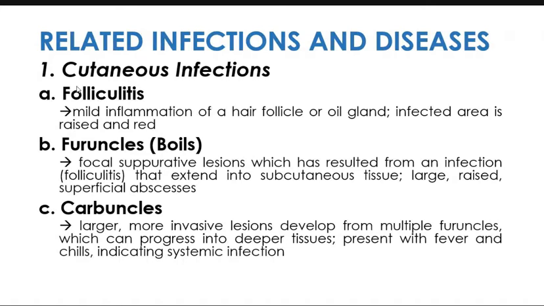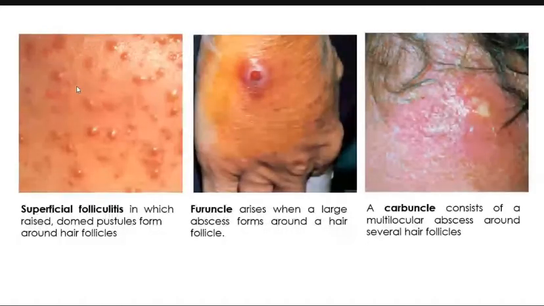Okay, now you have also your carbuncles. What are your carbuncles? These are larger, more invasive lesions that develop from multiple furuncles which can progress into deeper tissues, present with fever and chills, indicating systemic infection. So, these are the different pictures para ma-imagine nyo naman yung ating skin infections caused by Staphylococcus aureus.